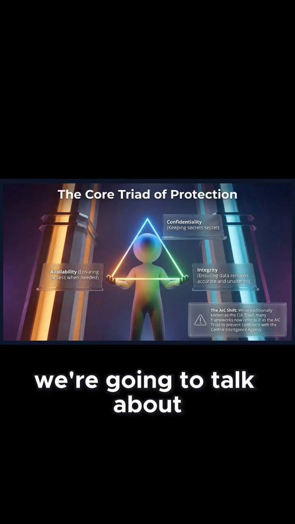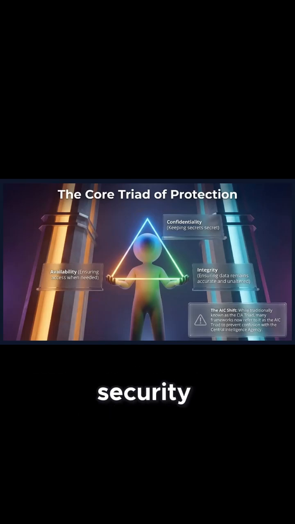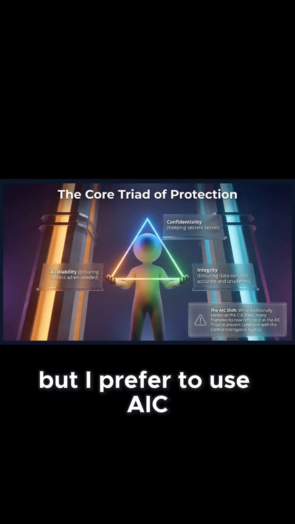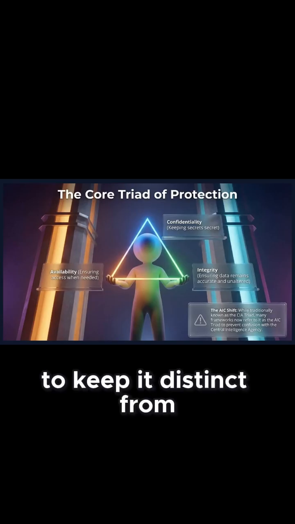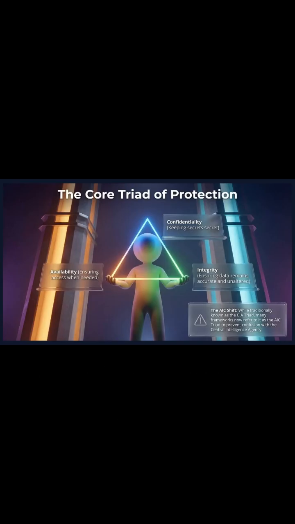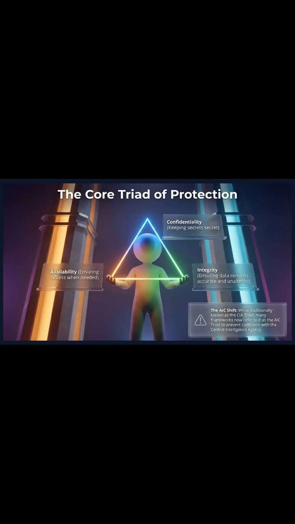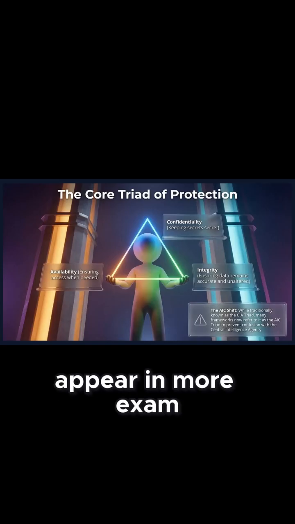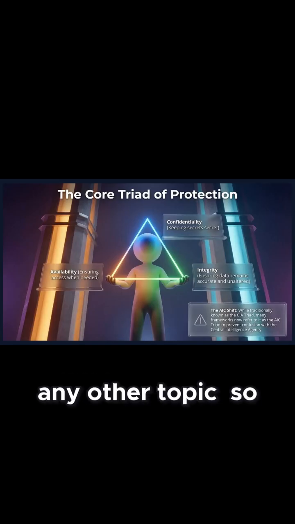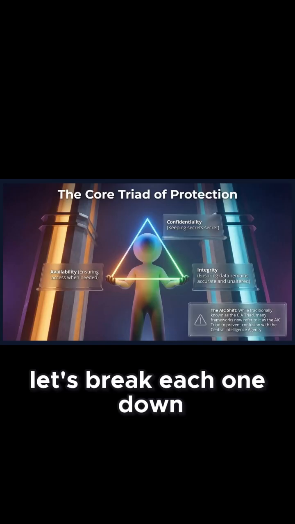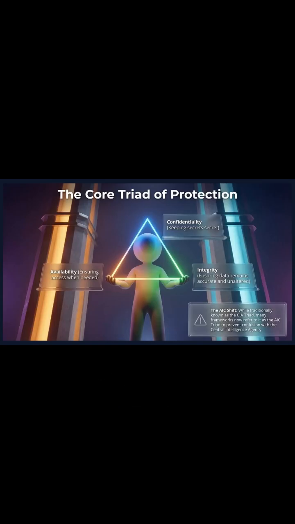Now we're going to talk about what I call the heartbeat of information security. You might know it as the CIA Triad, but I prefer to use AIC to keep it distinct from the intelligence agency. Confidentiality, integrity, and availability. These three principles will appear in more exam questions than almost any other topic, so we need to get this absolutely right. Let's break each one down in detail.